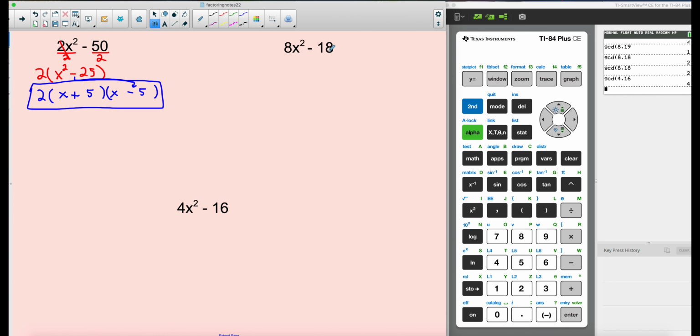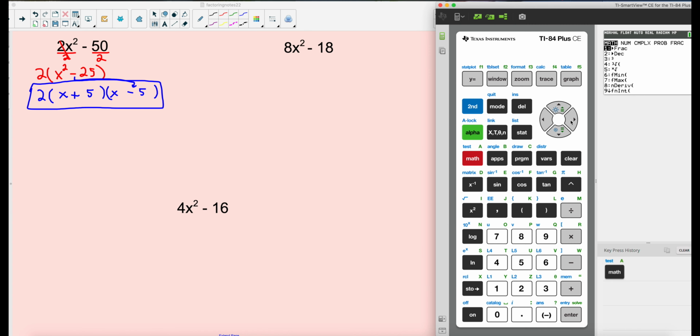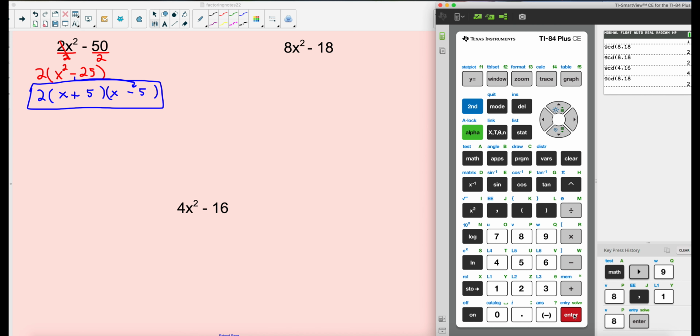All right, let's look at another one. Now you're looking at 8 and 18. Maybe you're not sure what the greatest common factor is. No problem. Let's go to the calculator. You hit the math button. Hit the right arrow. Hit number 9, and we want to put 8 comma 18, and you hit enter. Greatest common factor here is 2.